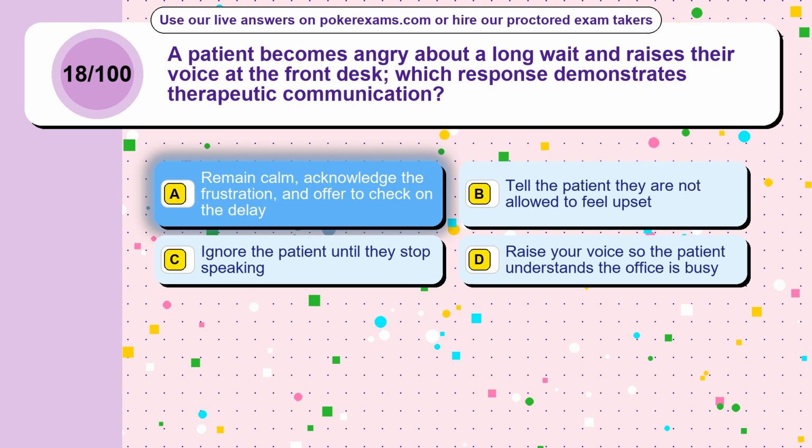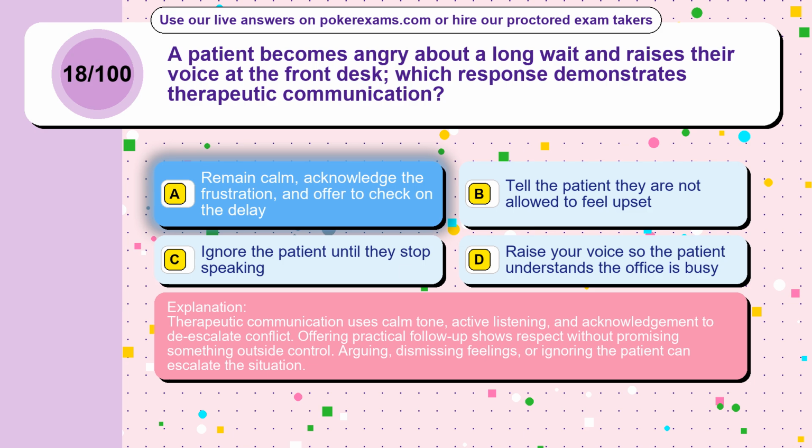The correct answer is option A. Remain calm, acknowledge the frustration, and offer to check on the delay. Therapeutic communication uses calm tone, active listening, and acknowledgement to de-escalate conflict. Offering practical follow-up shows respect without promising something outside control. Arguing, dismissing feelings, or ignoring the patient can escalate the situation.